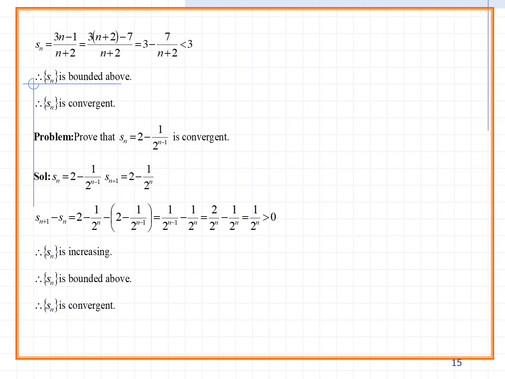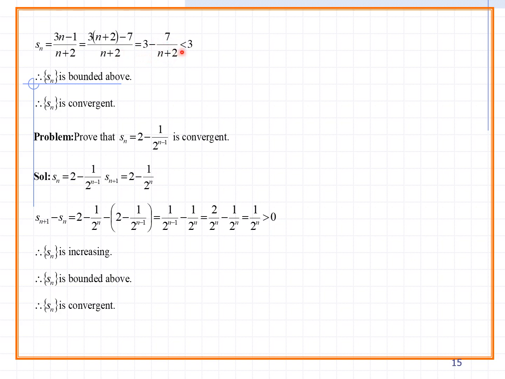Now we can say it is bounded above. How can we say it is bounded above? What is Sn equal to? Sn equals (3n minus 1) by (n plus 2). Here you can take 3 as common: 3(n plus 2) minus 7. Once you simplify the numerator, it is equal to 3n minus 1. After that you can divide it into two terms. n plus 2 is common, cancel. So 3 minus 7 by (n plus 2).